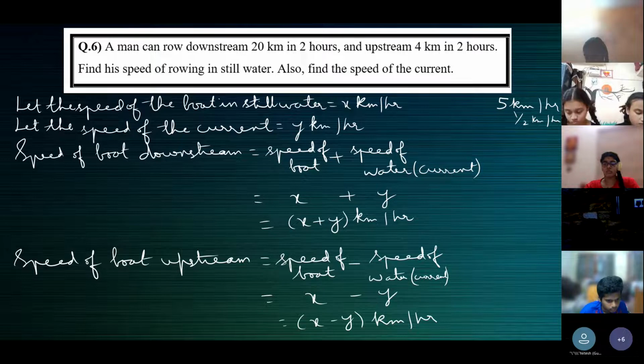Where the wind is blowing in a particular direction and you're also running in the same direction. Your speed is 5, wind speed is half. So your net speed is 5.5.